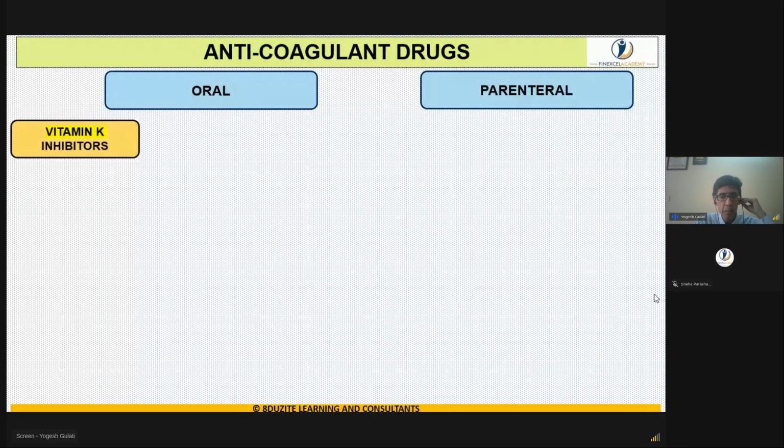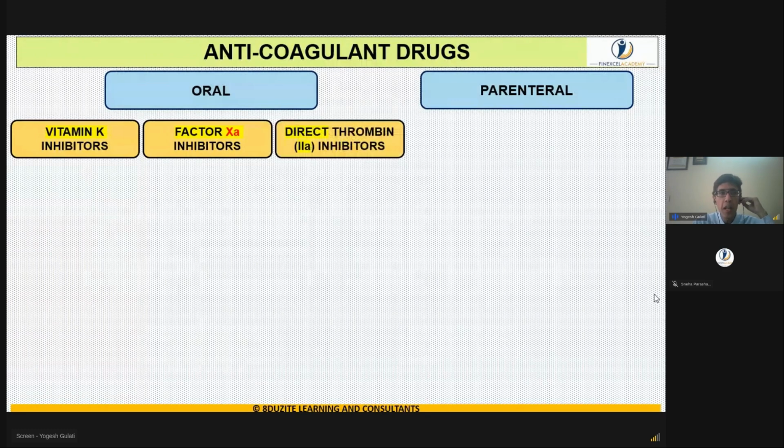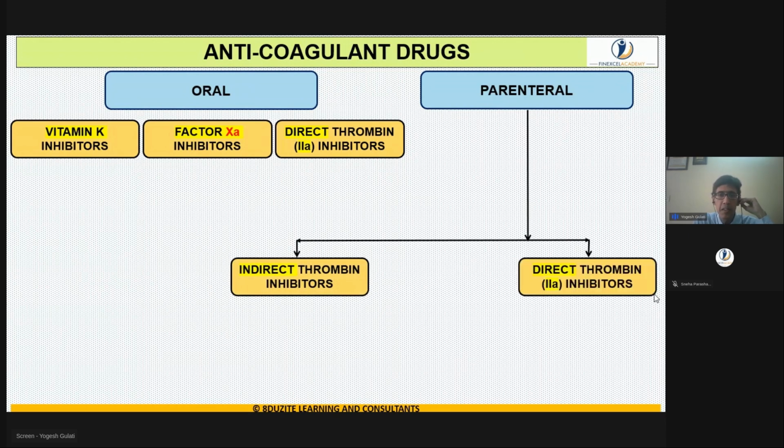Okay? In oral group, there are 3 subcategories: vitamin K inhibitors, factor 10A inhibitors, and direct thrombin inhibitors or factor 2A inhibitors. I'll tell you that factor 2 is also called thrombin. So wherever we talk about thrombin, we will be referring to factor 2A inhibitors. So there are 3 groups in oral. One is vitamin K inhibitors, one is factor 10A inhibitors, and the third one is factor 2A inhibitors. Now we come to parenteral. Here we have another 2 groups: indirect thrombin inhibitors, which is indirect factor 2 inhibitors, and direct factor 2 inhibitors, direct thrombin inhibitors.